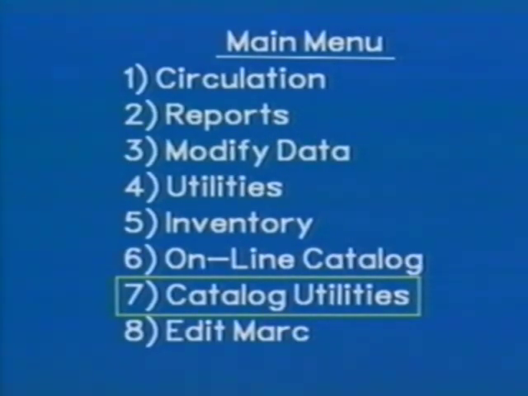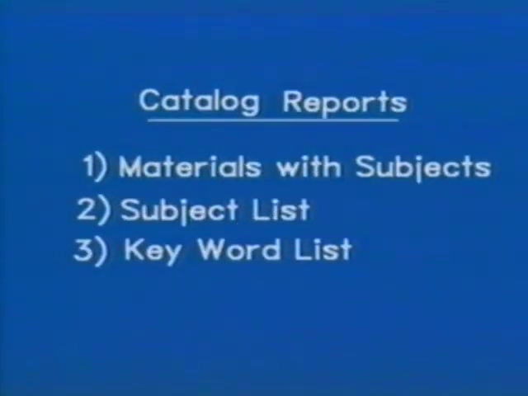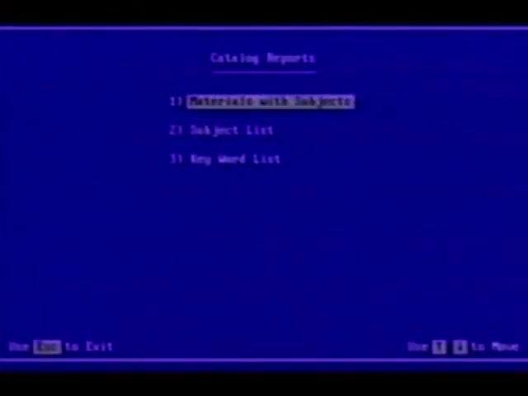There are 3 reports that you can have printed from your catalog utilities. After selecting catalog reports, you will see that you can get a list of materials with subjects, a subject list, or a keyword list. The subject list will show the subjects in the database and the number of times that they occur. And the keyword list gives you a hard copy of all the keywords, where they come from, and the number of times they occur.